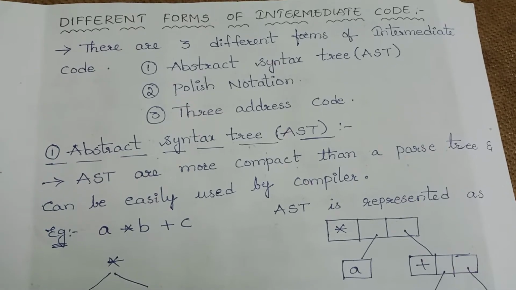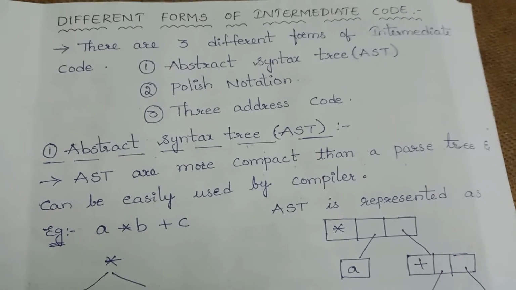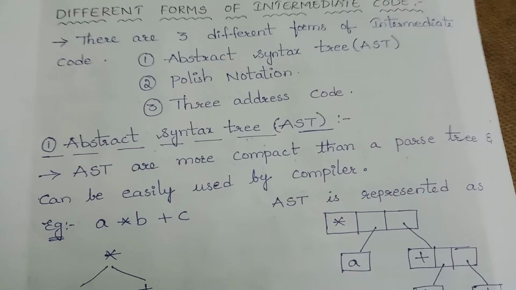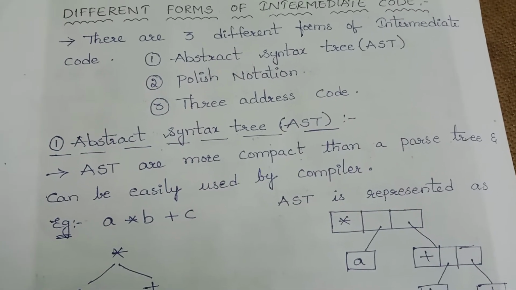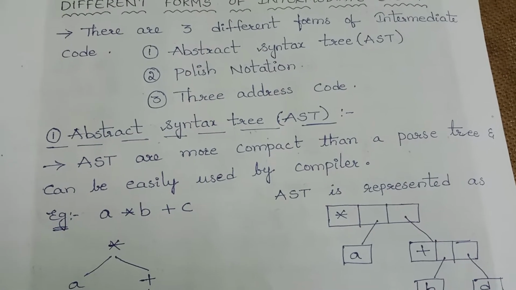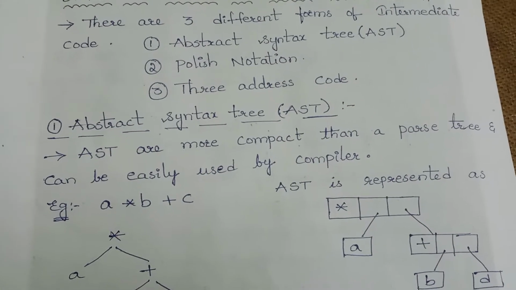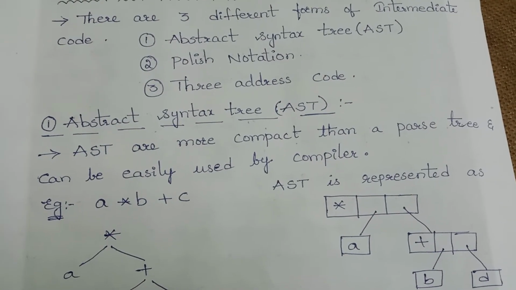Different forms of intermediate code. There are three different forms of intermediate code. Those are abstract syntax tree, polish notation, and three address code. So the first one is abstract syntax tree.